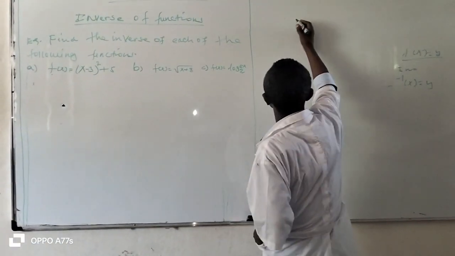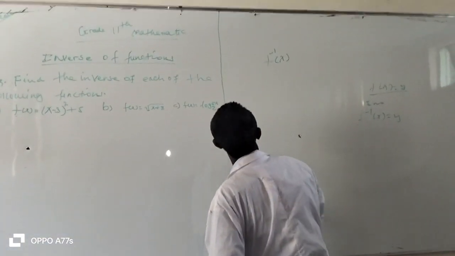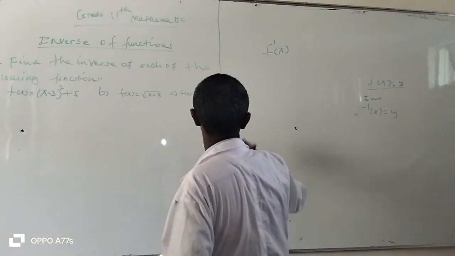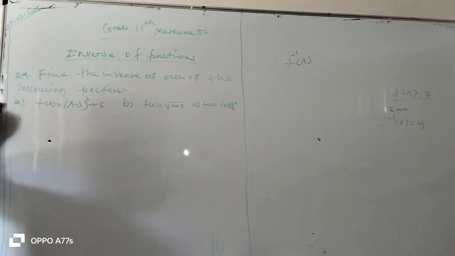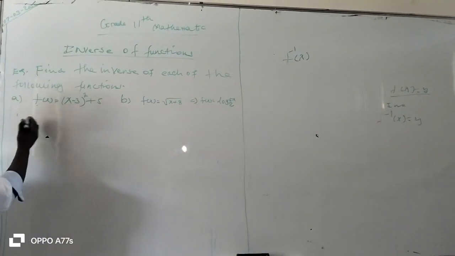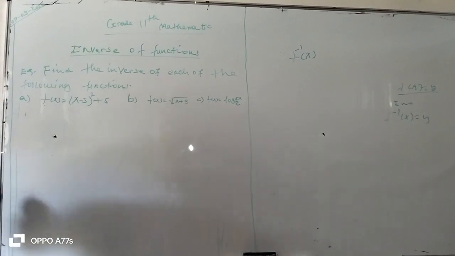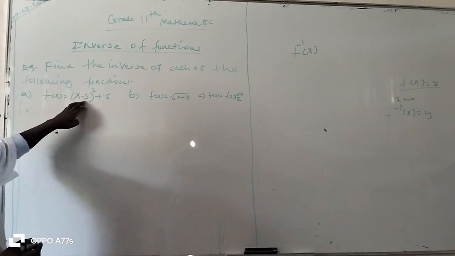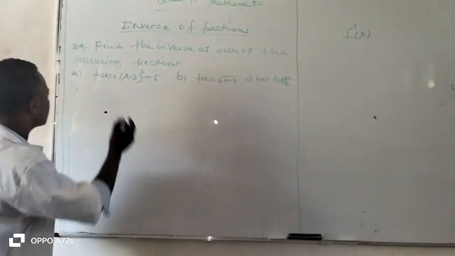Now we denote the inverse of a function by f to the power of -1. So let us see some examples, or let's develop this idea by solving some examples. Example: find the inverse of each of the following functions. A, f of x equal to (x minus 3) whole squared plus 5.